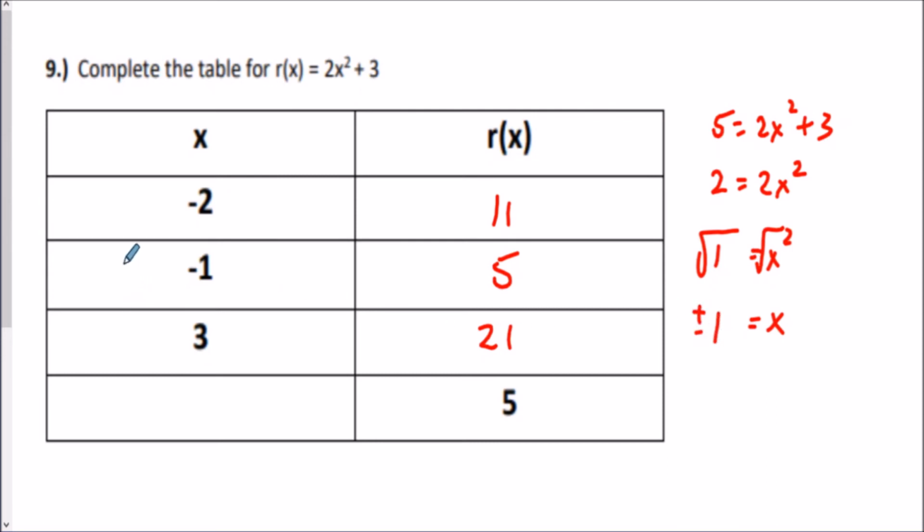And if you notice, we already have one of these. Negative 1 spits out a 5. Well, the other answer is positive 1 spits out a 5. So if you write this as plus or minus 1, it's kind of redundant because we already have the minus 1. So you could either just do the positive version or both. It's either or, okay? All right.